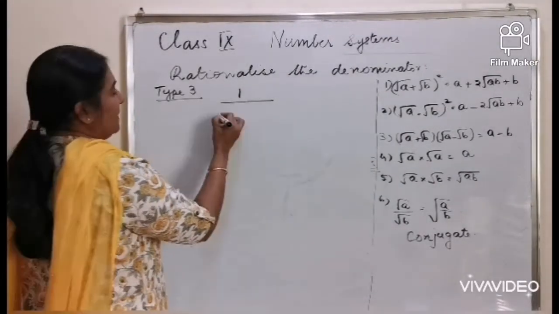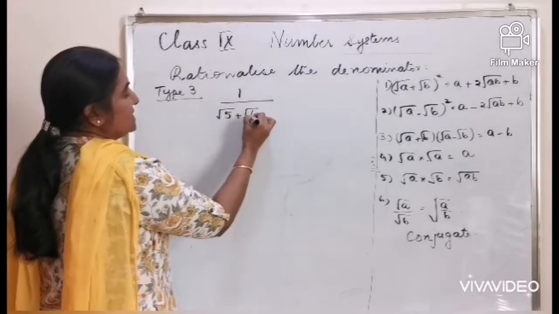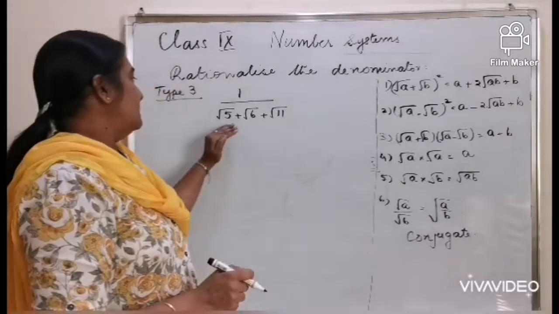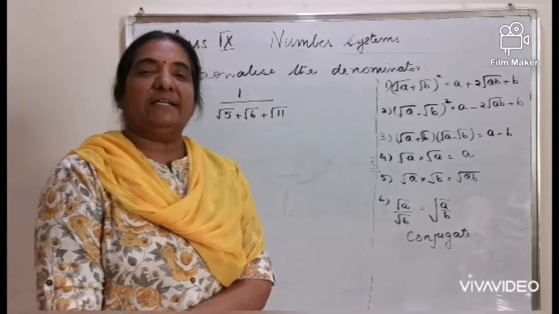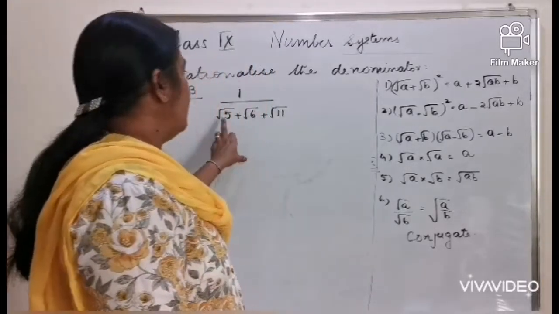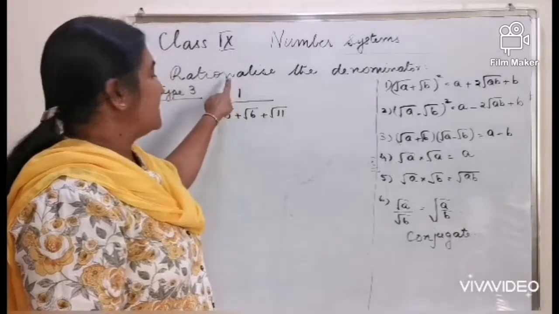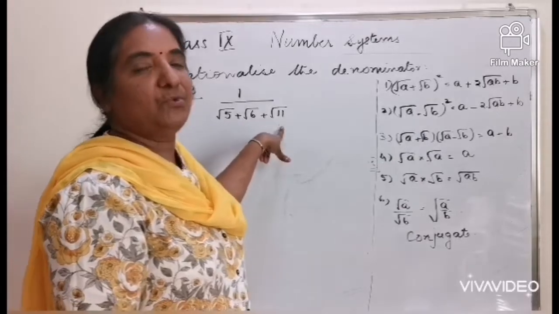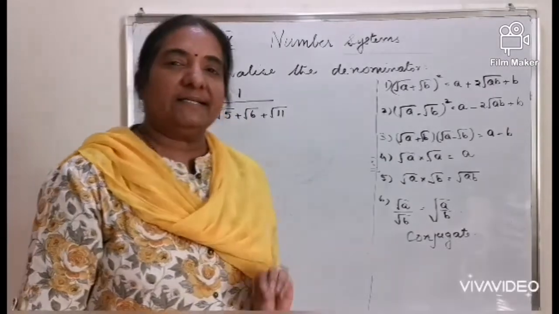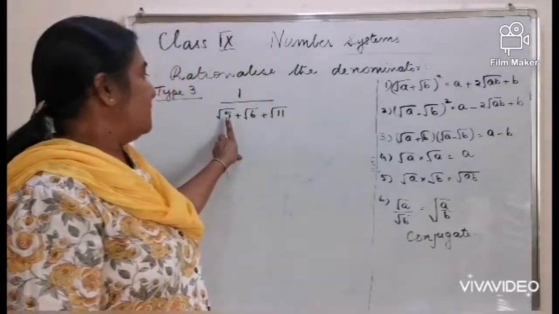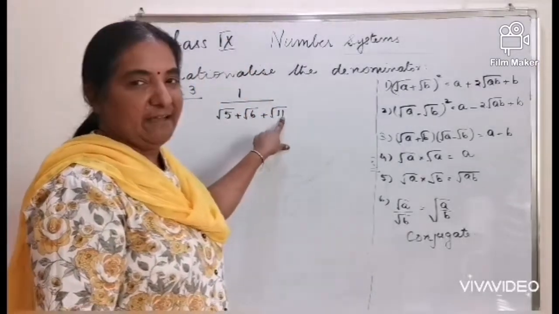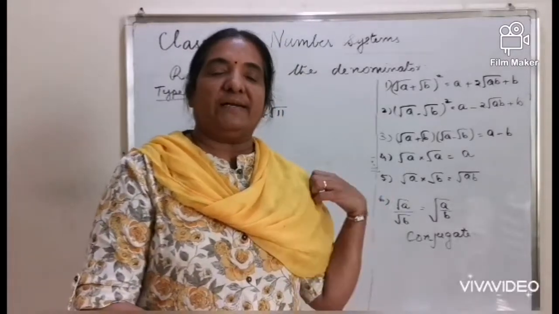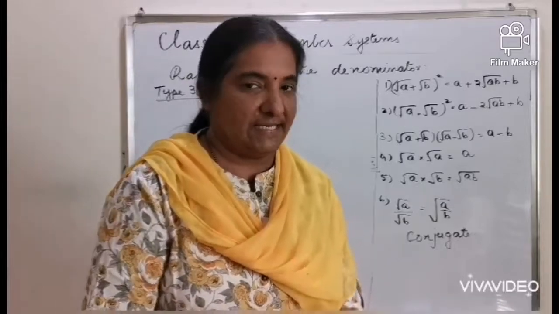Next problem: 1 by root 5 plus root 6 plus root 11. All the three terms in the denominator you can see here have a radical sign. Rationalize the denominator of 1 by root 5 plus root 6 plus root 11. Your topic under consideration mostly relates with the total of 5 plus 6 being 11, or questions like 7 plus 6, 13, etc. So, try to understand these problems in the first stage.